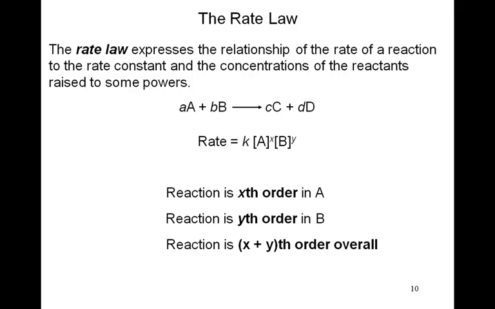If we take the sum of the two orders, the sum of x and y, we get the overall order of the reaction. So if x is 1 and y is 1, then this is second order overall. Or if x is 1 and y is 2, let's say, then it's third order overall.